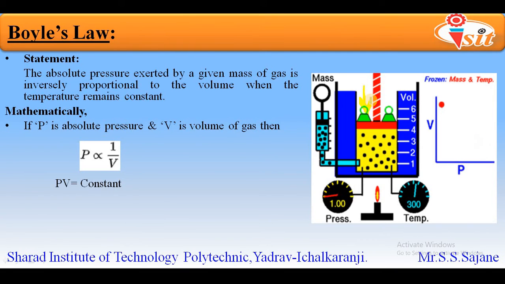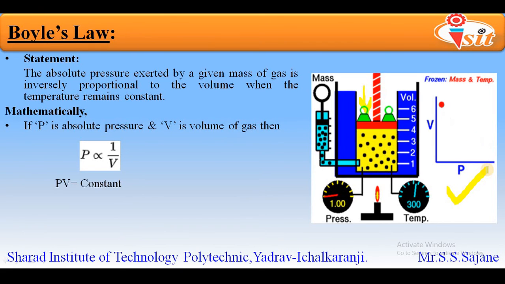In this way, if we are increasing the number of weights on the piston, then it will increase the pressure on the gas. On the other hand, if we are removing these weights, then the pressure exerted on the gas will decrease. So in this animation, we can see that the temperature of the system is kept constant, whereas the pressure and volume are changing. The variation in this pressure and volume is plotted on the PV diagram. You can see this PV diagram on the right side.